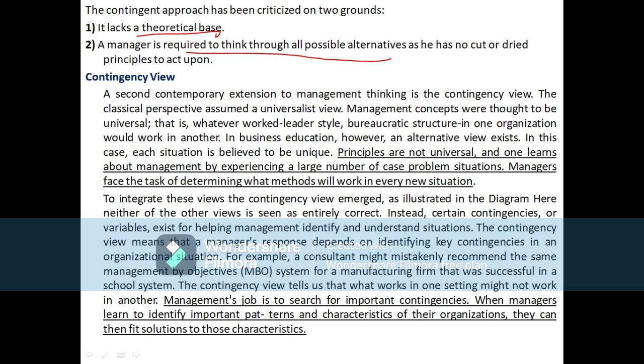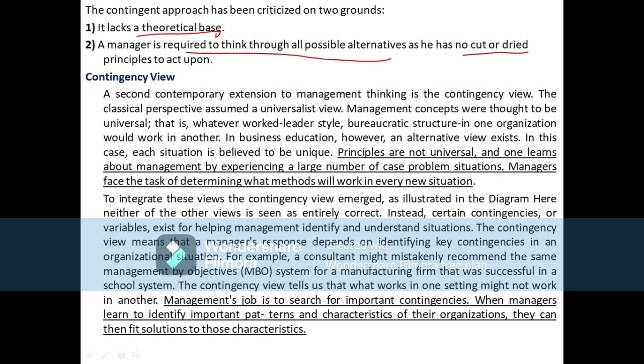is any problem, we have studied in previous. So many variables we have to study. What is the effect of those variables? So how would the problem be solved? So different variables, possible alternative variables also should be studied, and then the decision should be taken. So he has no cut and dried principles to act upon. He has to act fully upon his own knowledge and thinking.